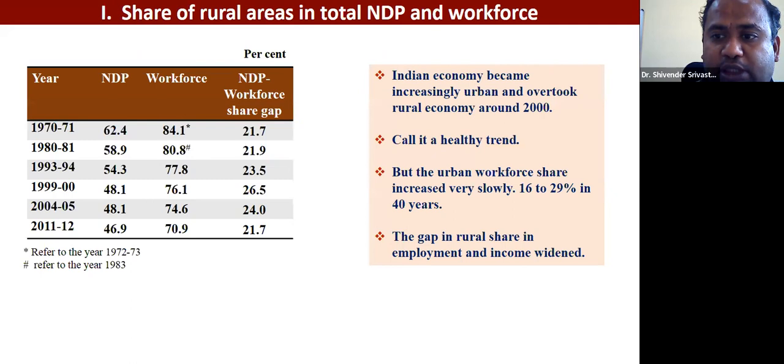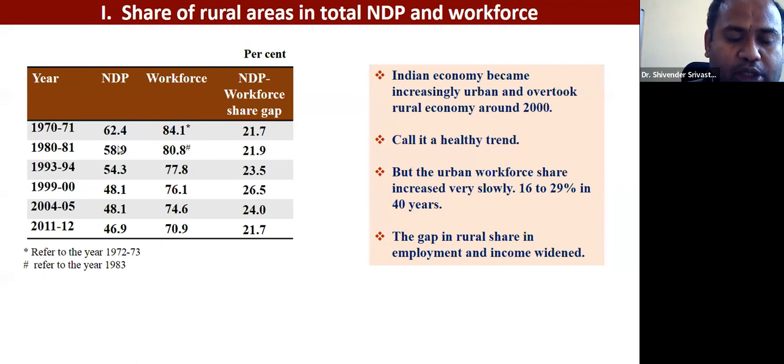The first aspect is the share of rural areas, that is, the contribution of rural areas in total NDP and workforce. If you see the long run changes using data from 1970 to 2011, you may wonder why I am showing only up to 2011. There is one limitation I would like to tell you, because you may also face the same thing if you are planning research only for rural areas.